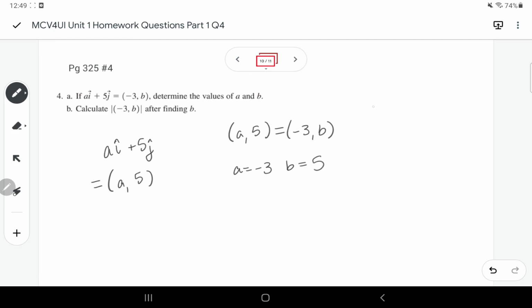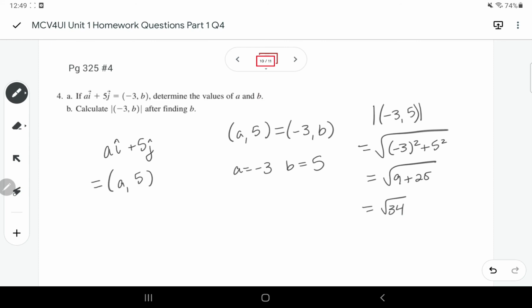So then we're going to do the magnitude, which would be the square root of negative 3 squared plus 5 squared, or root 34.